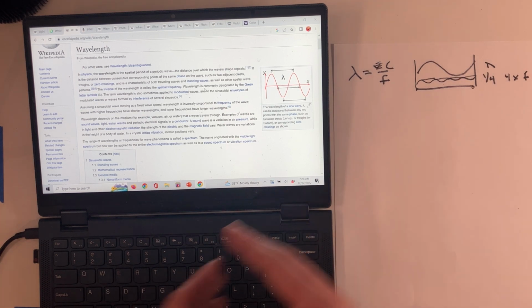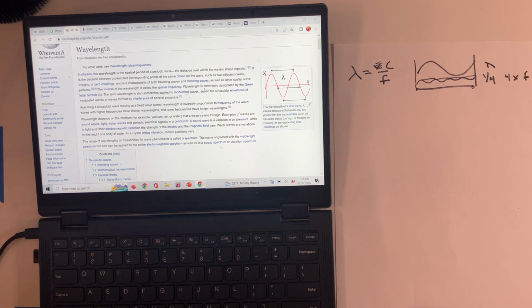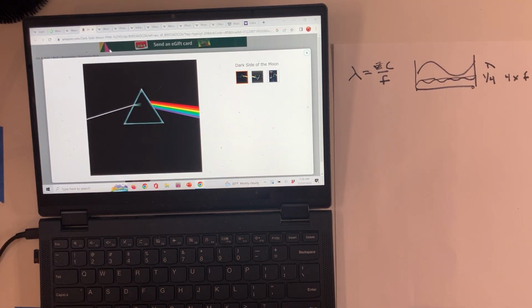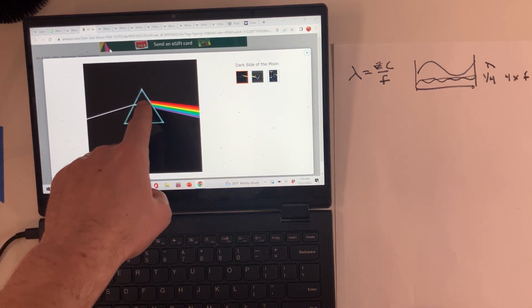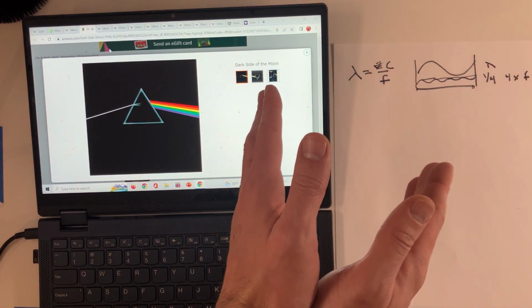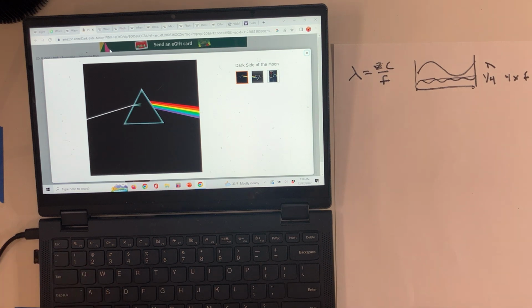The idea that there are multiple wavelengths in white light is an old one, and we can attribute that here to a prism. This is probably the world's most famous image of a prism. This is from Pink Floyd's The Dark Side of the Moon album cover. But the idea is white light goes into the prism. That prism then separates those different wavelengths into the rainbow, and that is a very beautiful phenomenon, and thankfully we have that.